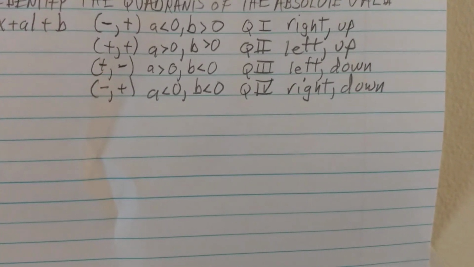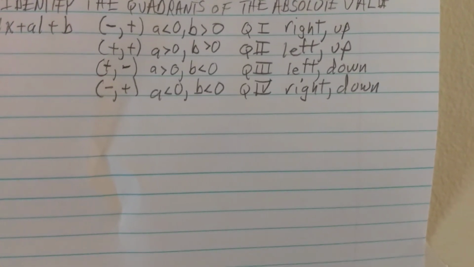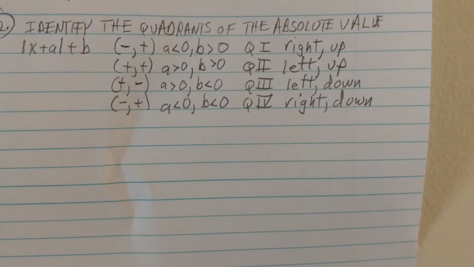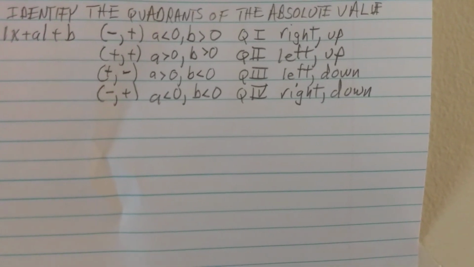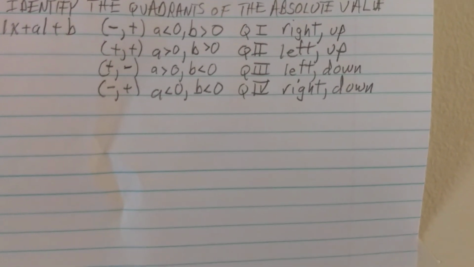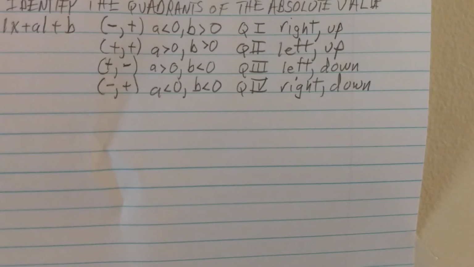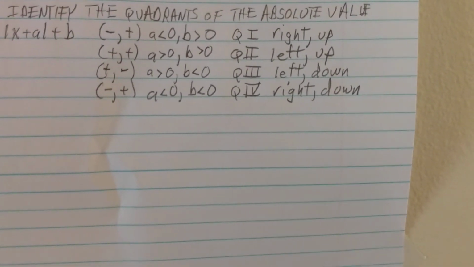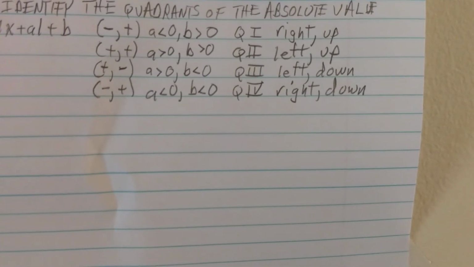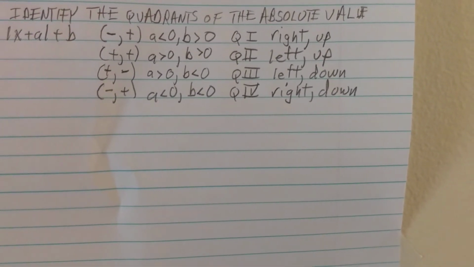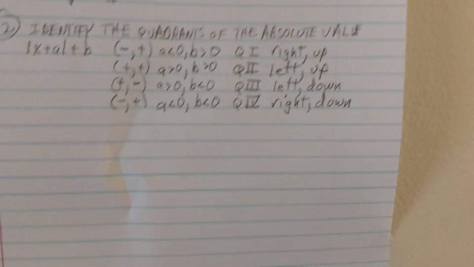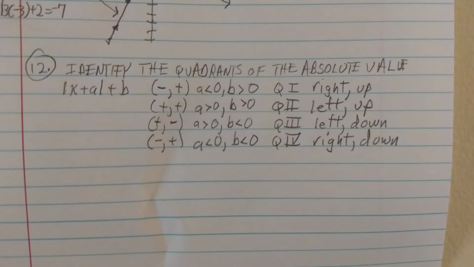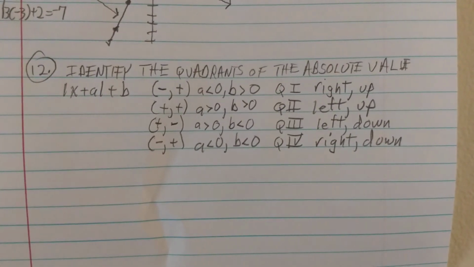Remember, the right and left are opposite. A right has a negative and a left has a positive for the x part, the inside of the absolute value part. For quadrant 3, we would be positive and negative, or a greater than 0, b less than 0, which would be left and down. And for quadrant 4, we would have negative and negative, a less than 0, b less than 0, which would be right and down. Okay, so this finishes the quiz review.